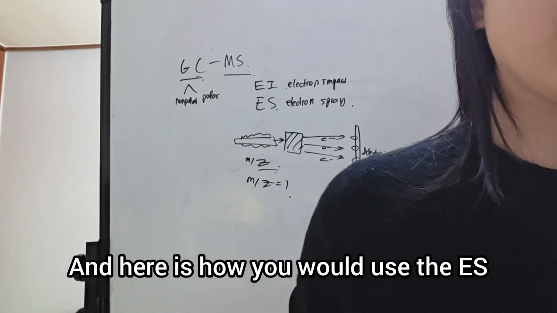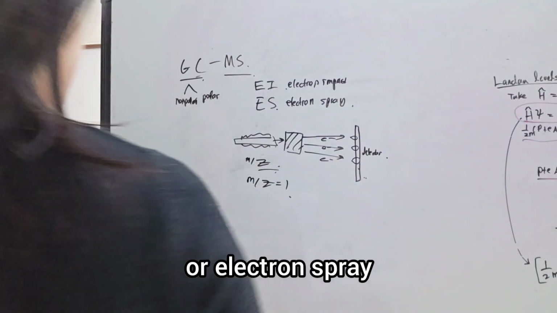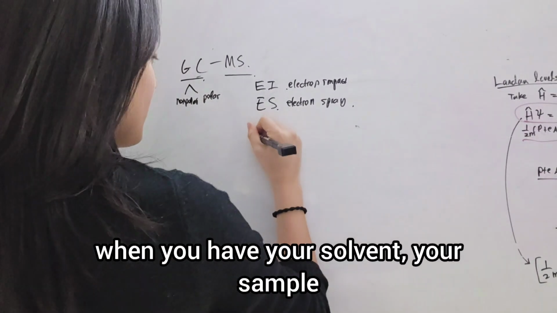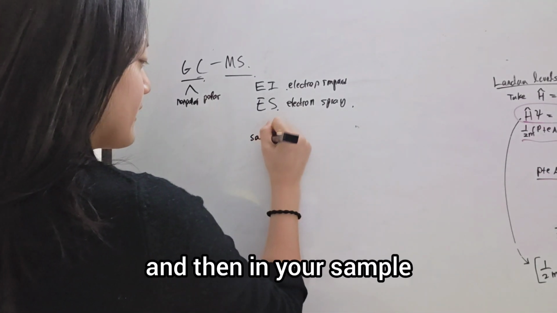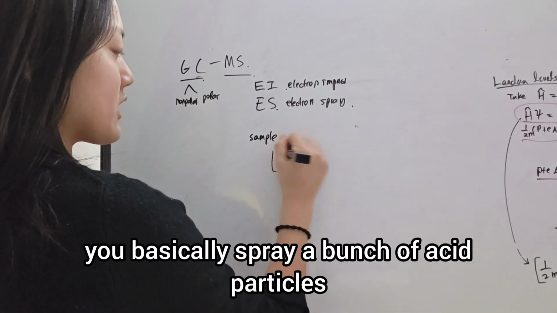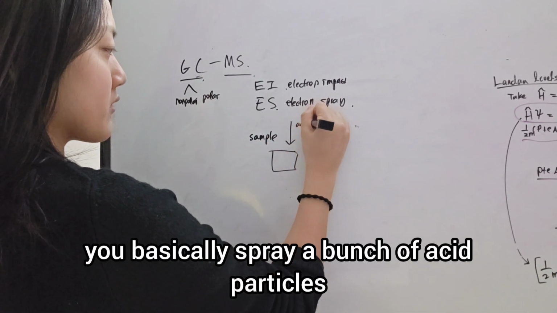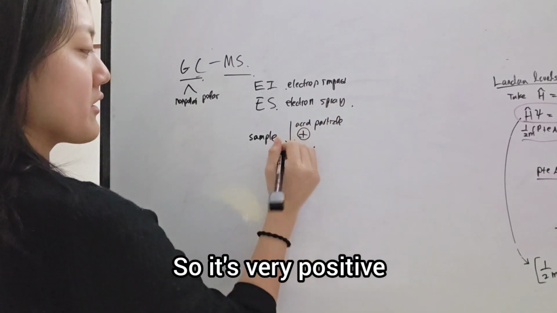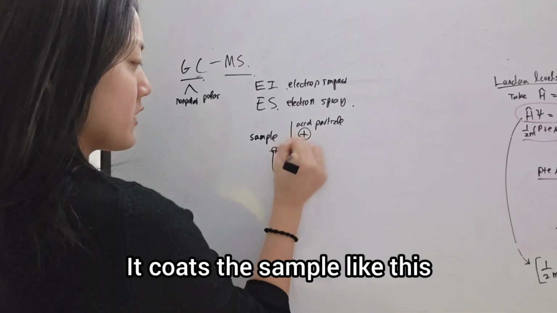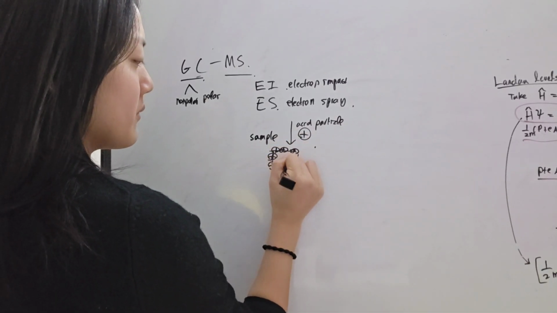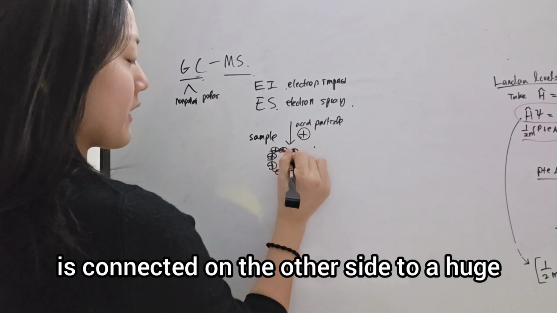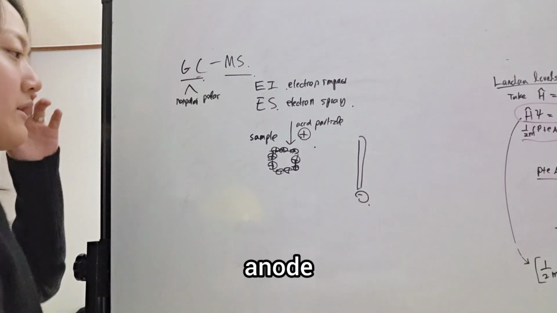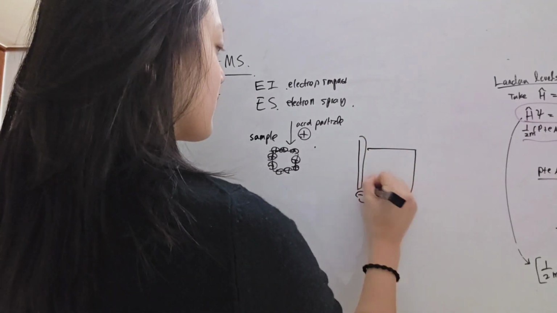And here is how you would use the ES, or electron spray. Electron spray is essentially when you have your solvent, your sample, and then in your sample, you basically spray a bunch of acid particles, a bunch of proton donating particles. So it's very positive. It coats the sample like this. And the sample is connected on the other side to a huge anode, and the detector is over here.